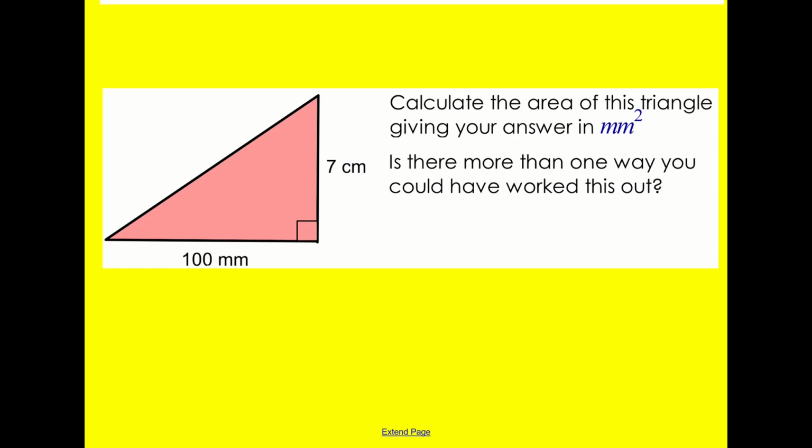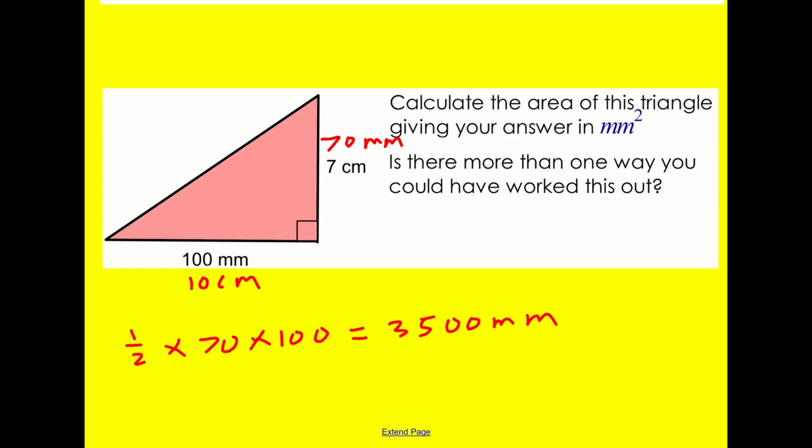Well, I'm going to answer the last question first, to be honest, because 7 centimetres is actually 70 millimetres, and 100 millimetres is going to be 10 centimetres. So the quickest way is probably going to be to do a half base times height, but do it in millimetres. So it's going to be a half times 70 times 100. I can work that out. This is going to be 7,000. Half that, 3,500 millimetres squared.